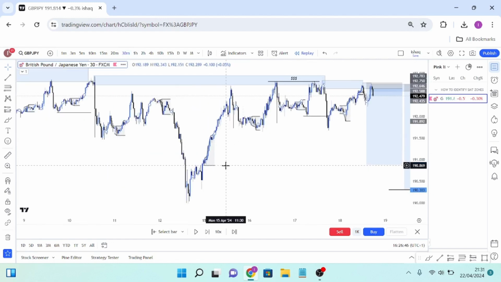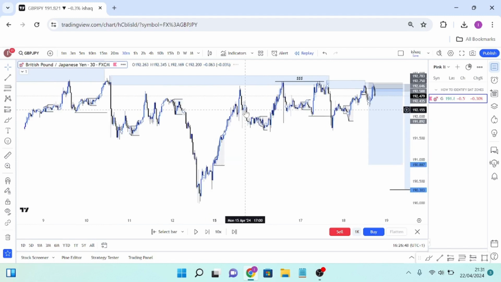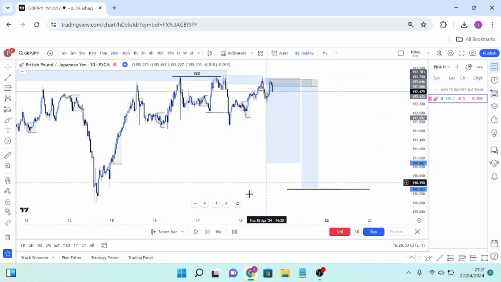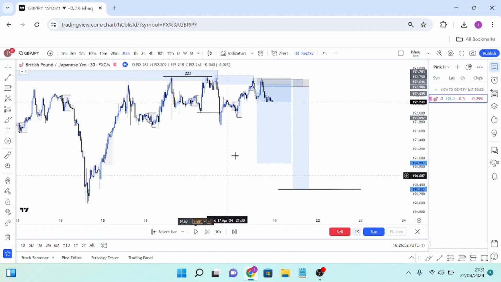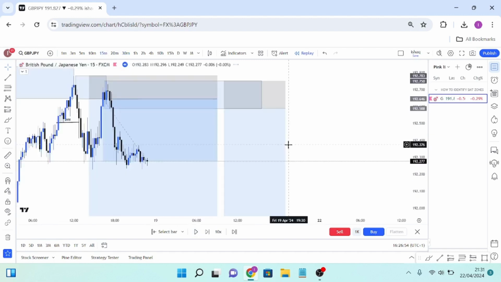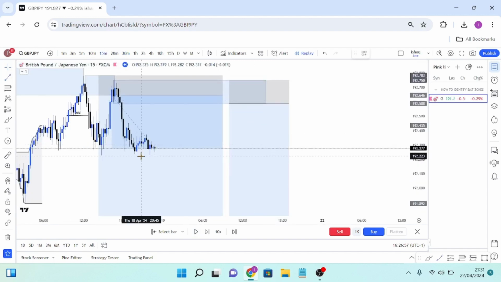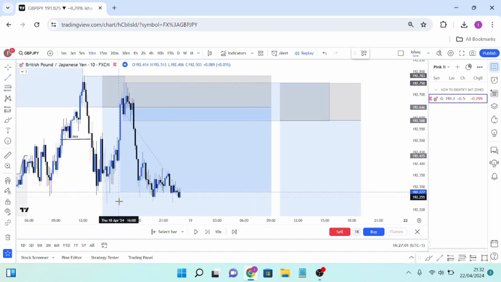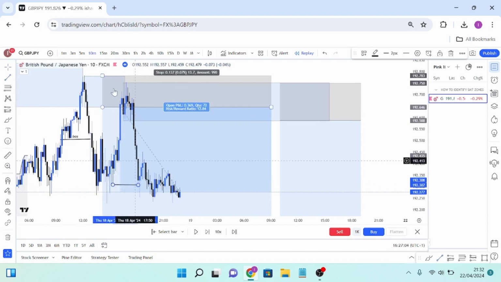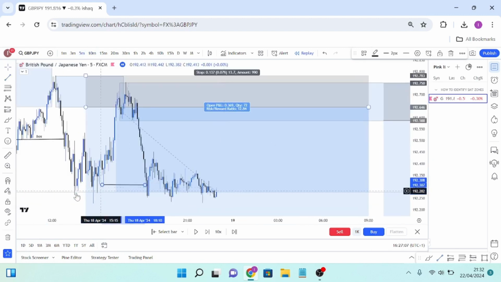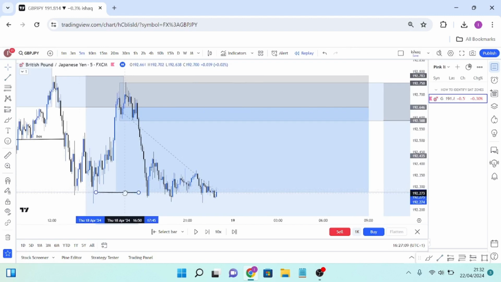I saw this Asian low that was unmitigated, and that's why I set my first entry. When my first entry came, and essentially when I saw I was throwing a profit, I saw a re-entry potential. Go down to the lower time frame, you can see that we broke structure right here.